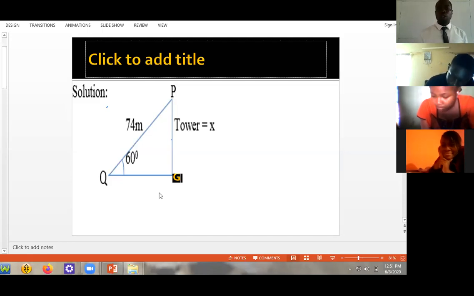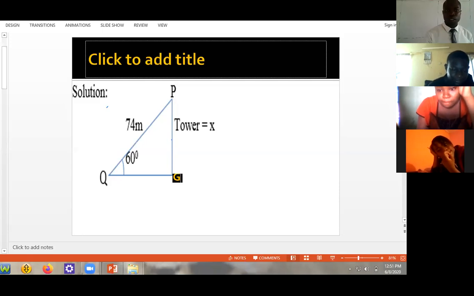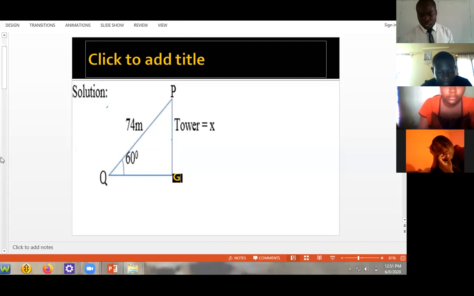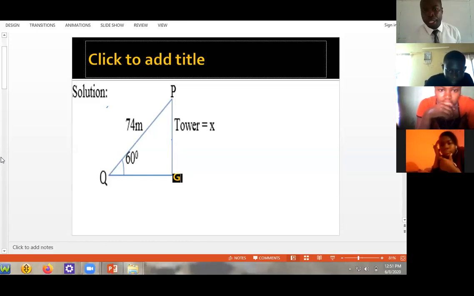So you have your QP to be 74 meters, sorry, 74 meters. So what are we to calculate? We have to calculate the height. How high is P above the ground? So what we have to calculate is our PG. Is that okay? So let's quickly do it.